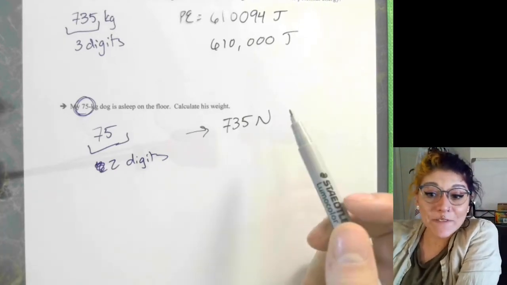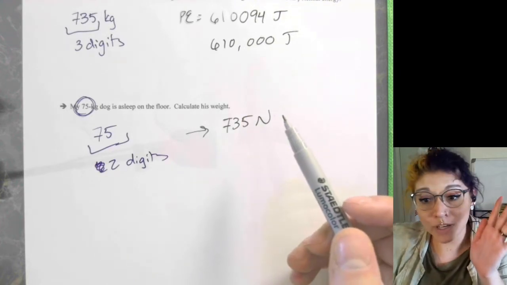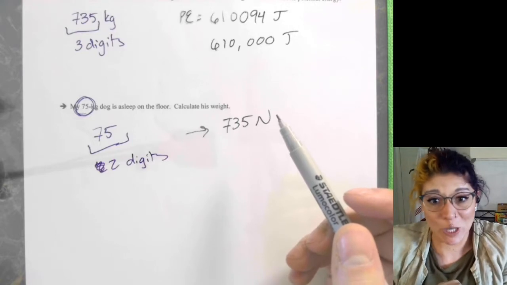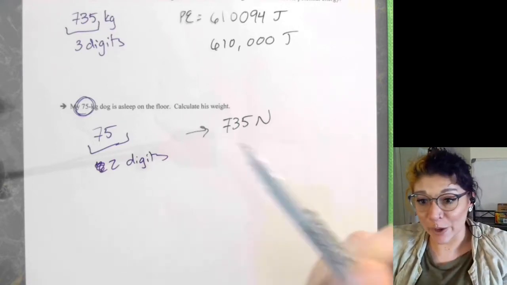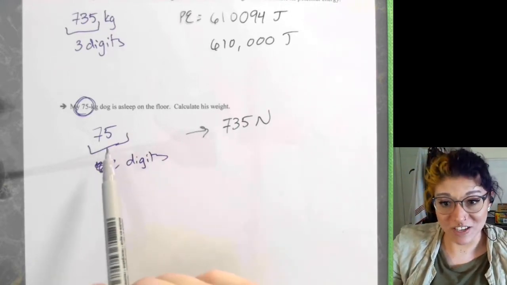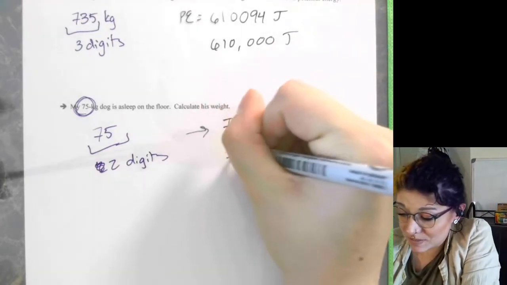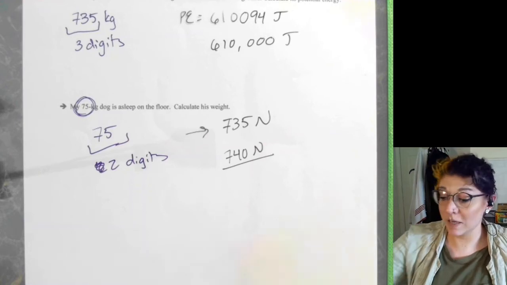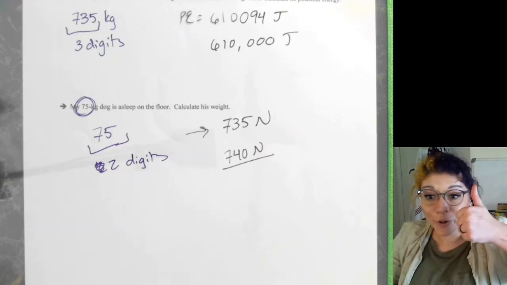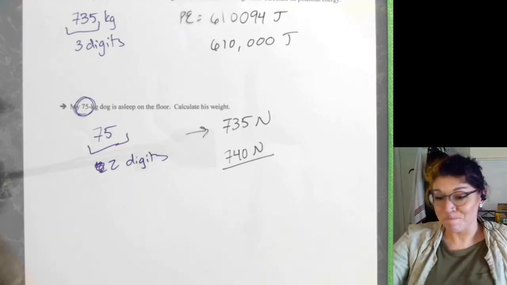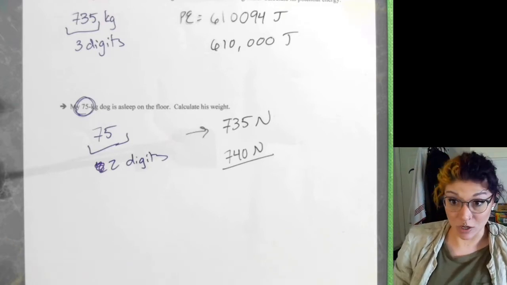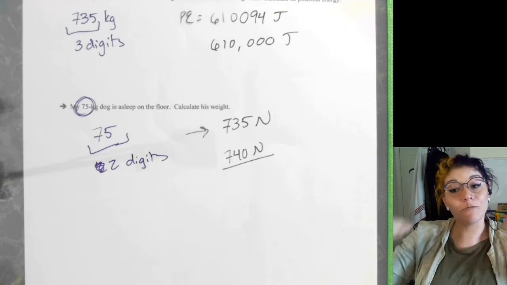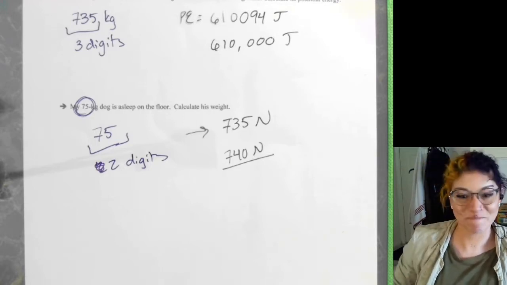So if you leave it as 735, that's fine by me. I can see that you got to the correct answer. Technically though, the problem gives 2 sig figs, so you would actually round this to 740 newtons. If you gave me 740, if you gave me 735, cool. Again, what I care more about is your work. The more work you can show me, the better, because I can follow your thought process more easily.